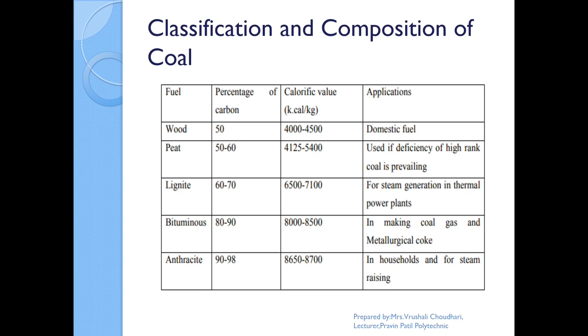Anthracite, the best quality of coal. Percentage of carbon is 90 to 98%. Its calorific value is 8650 to 8700 kilocalorie per kg. Application: it is used in households. Where is it used in households? For water purification as well as for steam generation.